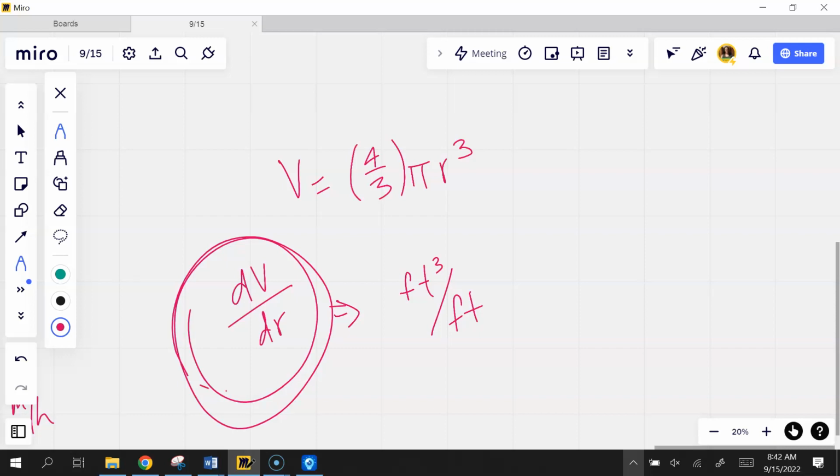Did that answer your question? It said that the radius was in feet. It said, what rate does the volume change with respect to the radius when r equals 2 feet? So if the radius is in feet, the volume has to be in cubic feet. If it was the derivative of the area with respect to r, it would be square feet per foot.